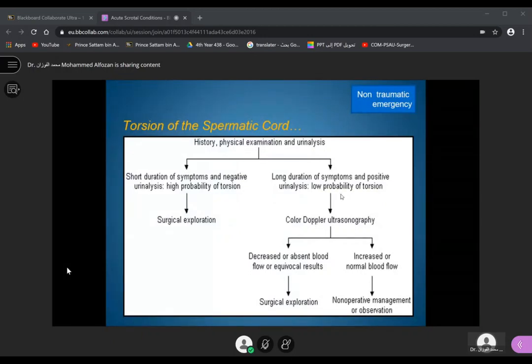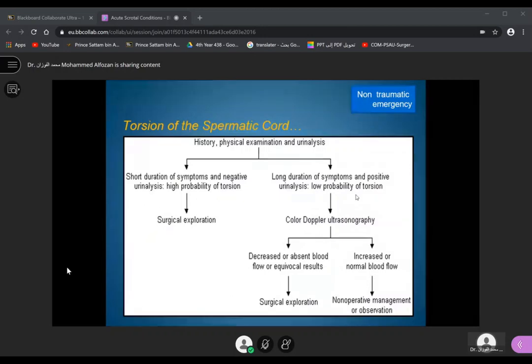Second, to rule out tumors. So even if you have 1% suspicion that there is torsion, you have to confirm. But when this suspicion is high, more than 50%, you will go directly to OR. So as you can see here, I'm not suspecting torsion. It's not in my differentials list, but I have to confirm.